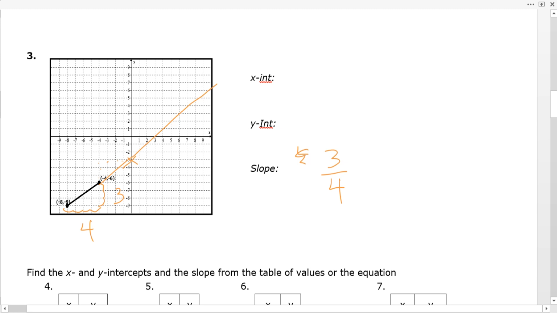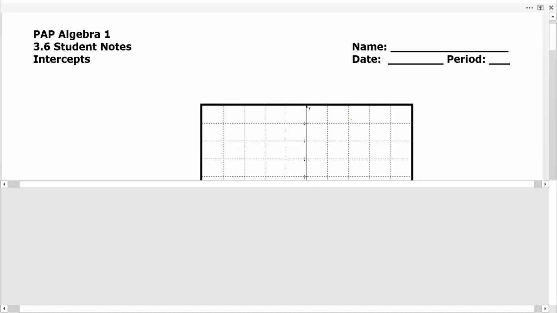Nice line. And then I go up 3, 1, 2, 3, over 1, 2, 3, 4. Crummy line. So my x-intercept is (4, 0), which I could not tell by making that line I made. And the y-intercept is -3.